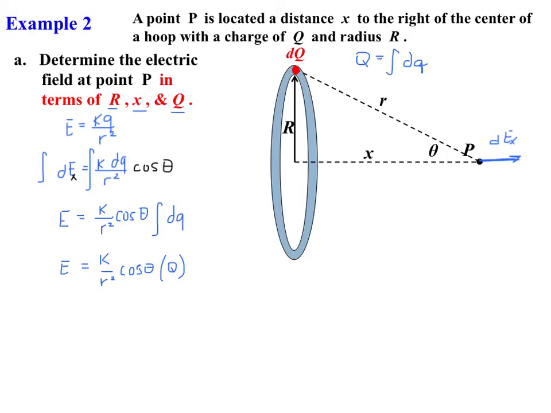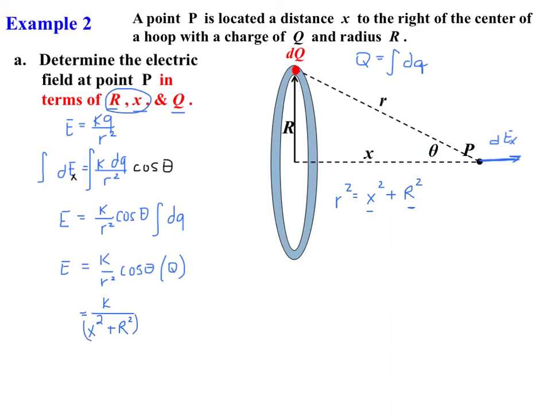So that means I need to replace little r with something that corresponds with capital R, and I need to replace cosine theta. Well, we know that if this creates a triangle here, then r squared is equal to x squared plus R squared. So I have x and R that I can leave in my final equation. So I'm going to replace r squared with x squared plus capital R squared.